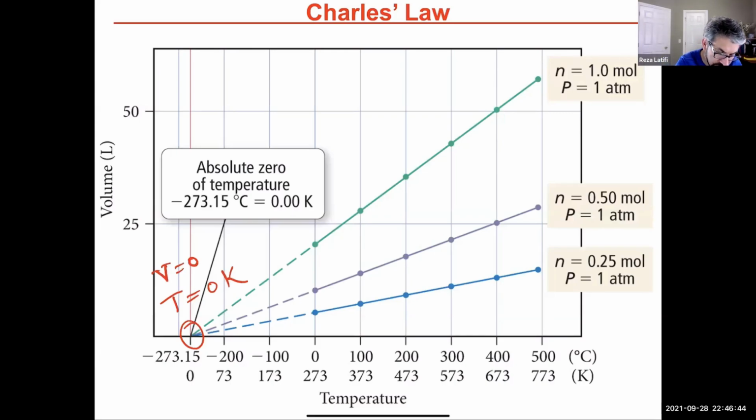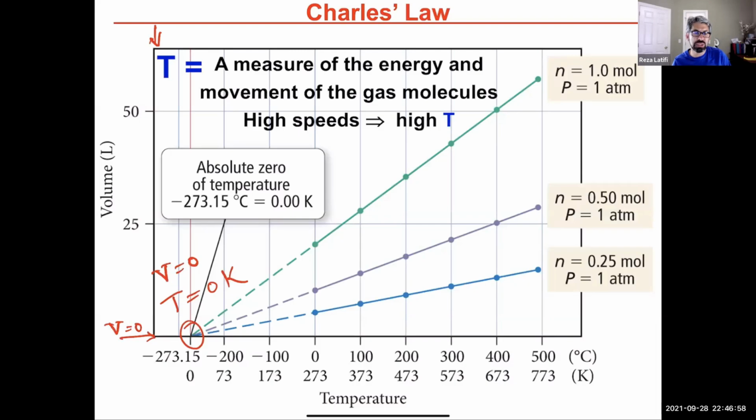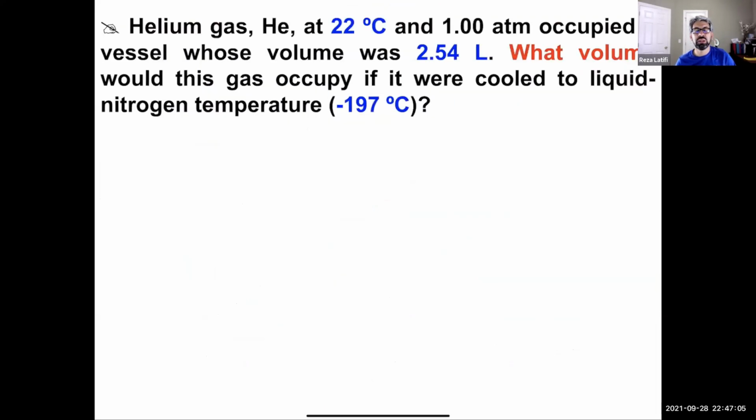Remember, volume is this line. Okay, and if we hit the horizontal line, that means volume here is equal to 0. But in reality, we cannot make it to 0 Kelvin. That means volume will always be bigger than 0. Okay, there's an example here.